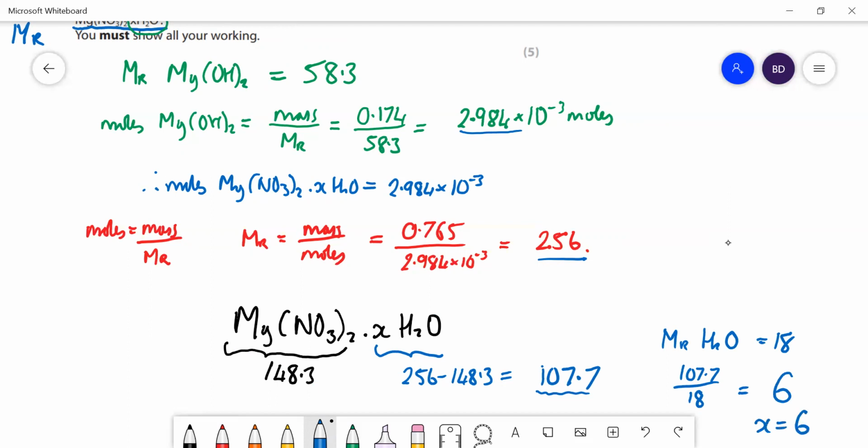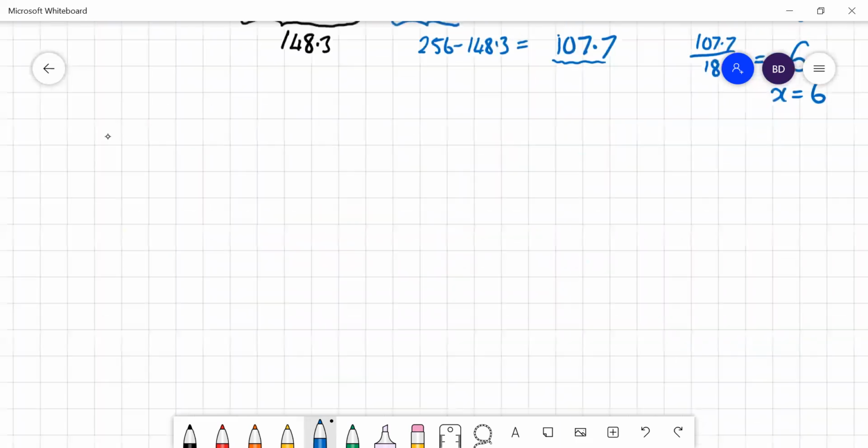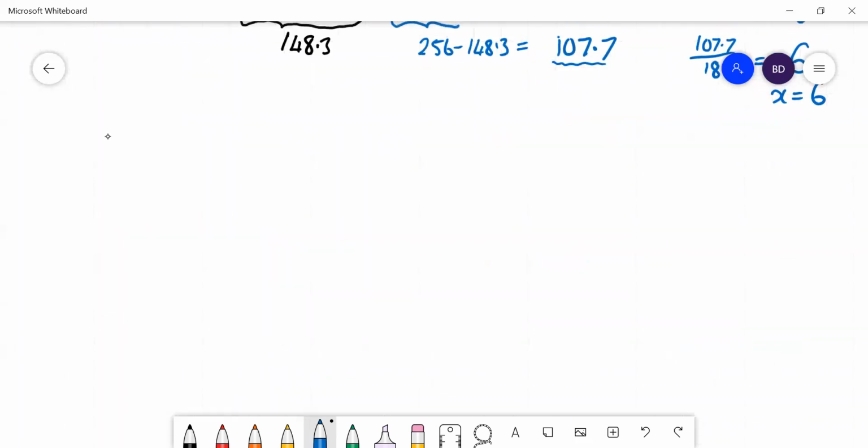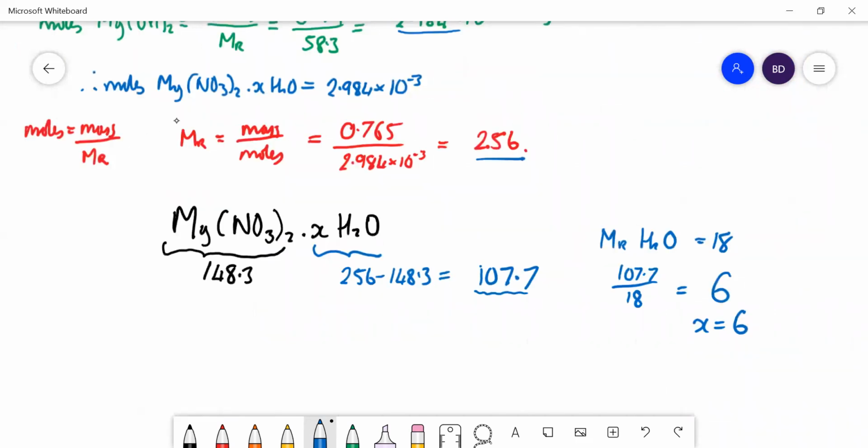There are other ways of doing that. You can work out the moles of the water, the ratio, but that's the way I prefer to do it. And I think that's about halfway. So I'm going to end that video there and complete the second half of the paper in the next video.